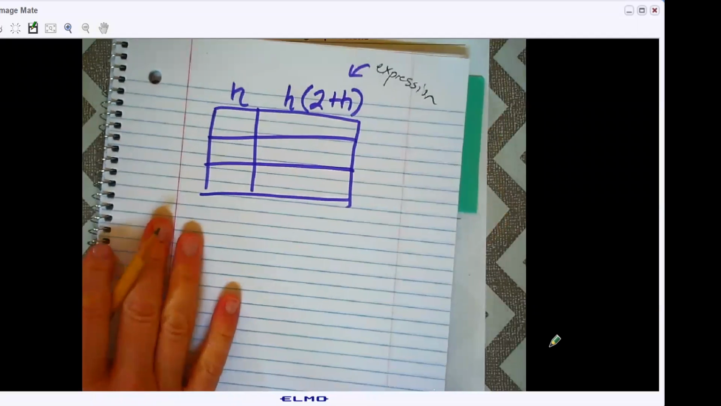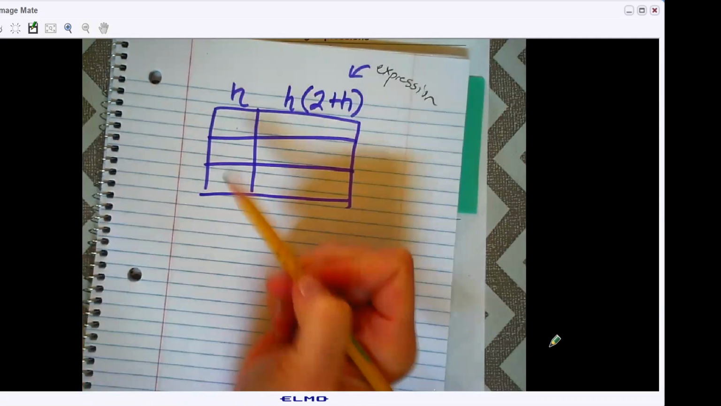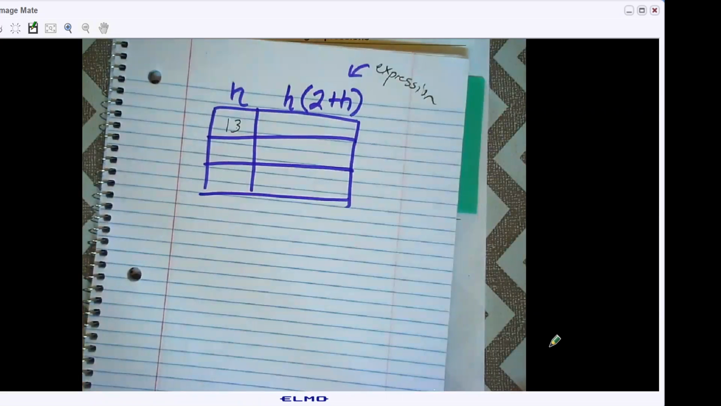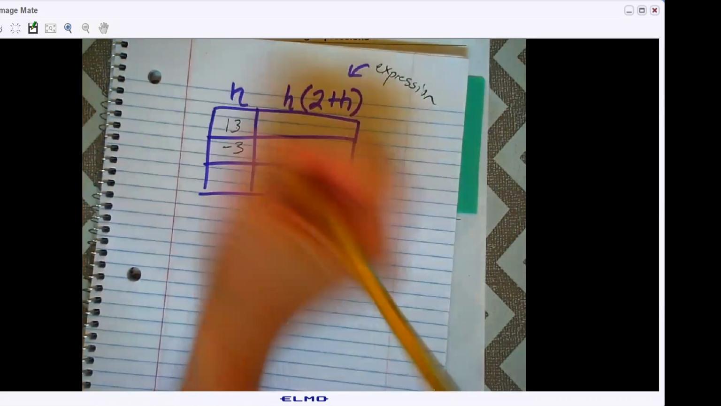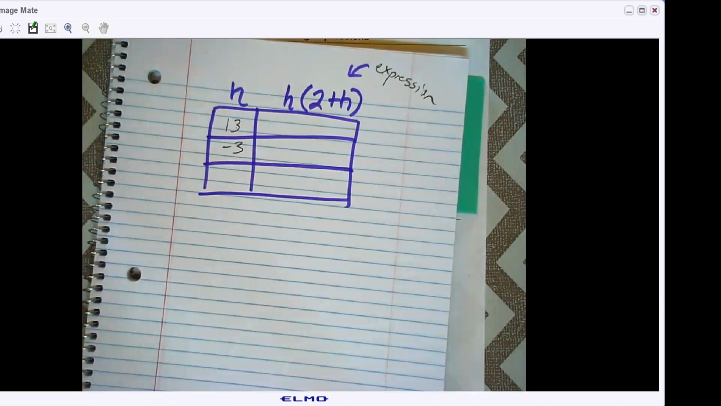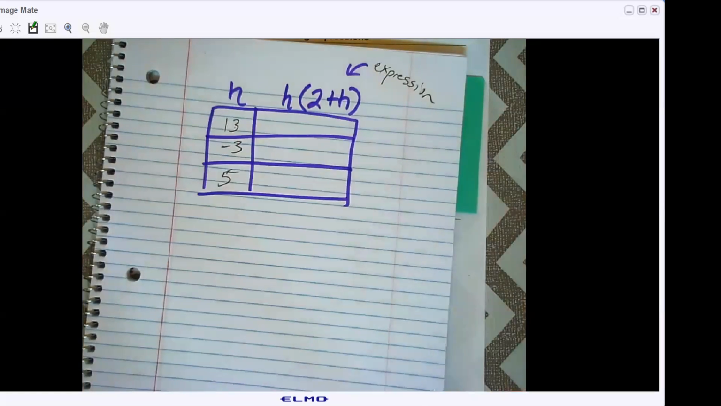And now let's give me some values for H. Someone said 13. Does anyone have another value for H? I need one positive and one negative. Just shout it out. -3. Thank you. One more. I just needed at least one negative. 400? I'm not doing 400. 5. There we go. I like that better.